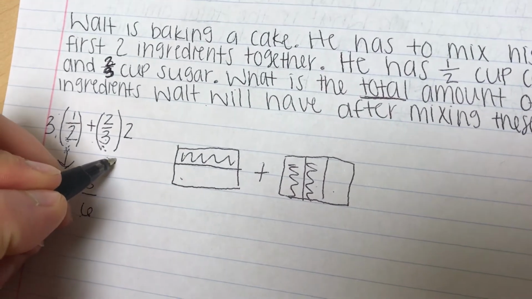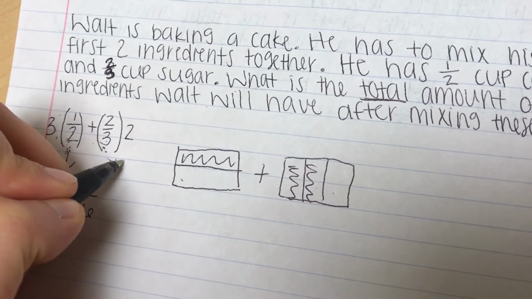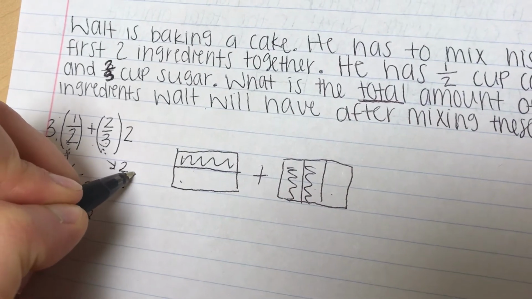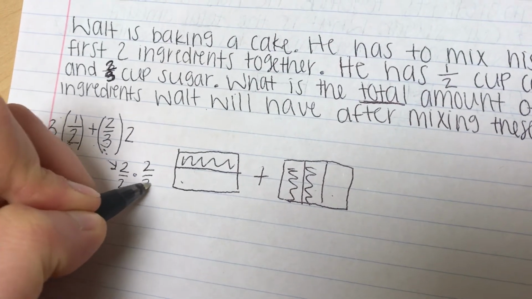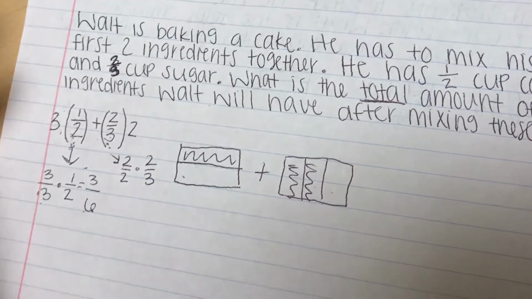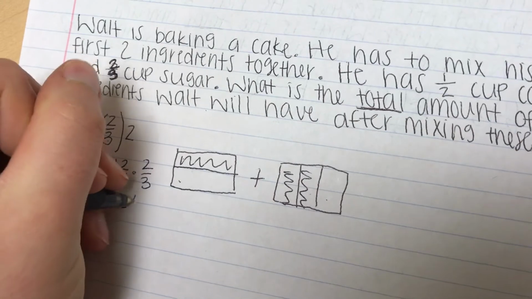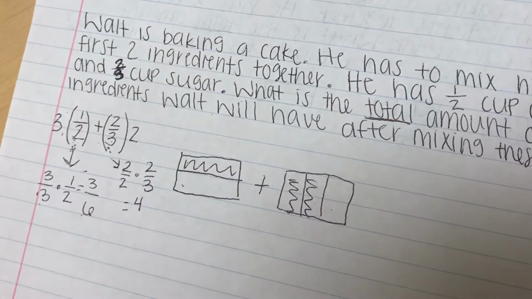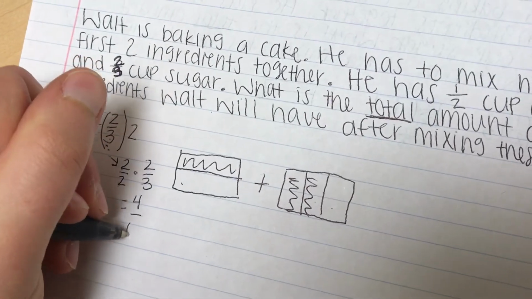And then we're going to come over here and do this one as well. So it's going to be 2 over 2 times 2 over 3. Okay, so what is 2 times 2, class? Good, that is 4. And then what is 2 times 3? Good, again we have 6.